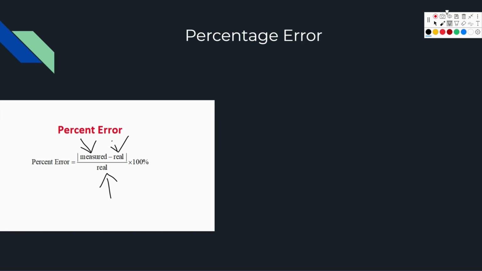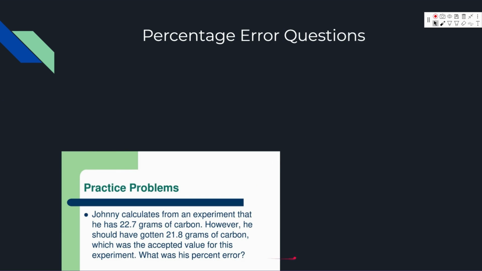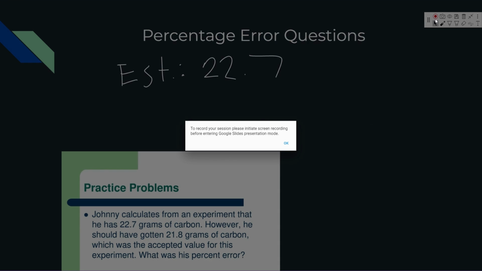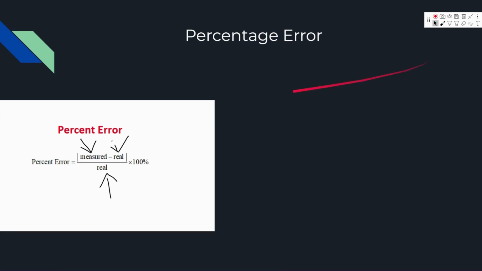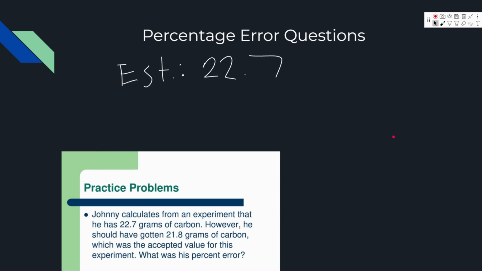So as we go to the next slide, we can sort of see what this equation is talking about now. So Johnny calculates from an experiment that he has 22.7 grams of carbon. So the estimate is 22.7. And as we look now, we're just going to go back to this. We can see that the measured value, so this estimate is basically his measured value. So the measured or estimate is 22.7, and now we're looking at the real value. However, he should have gotten 21.8 grams of carbon.